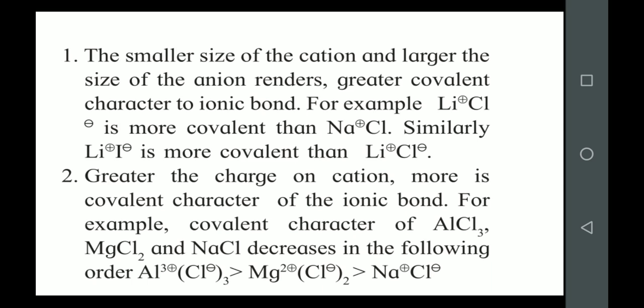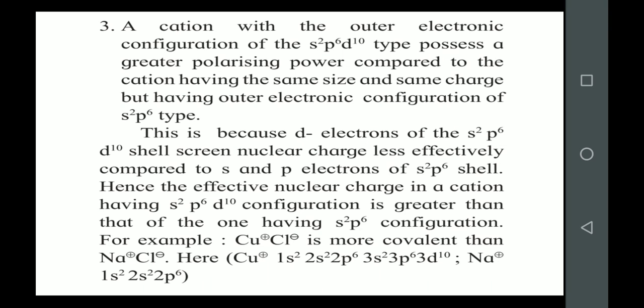So the sizes of the cation and anion, and second, the charge on the cation will render covalent character to the ionic compound. What else? A cation with the outer electronic configuration of s2p6d10 type possesses greater polarizing power compared to a cation having the same size and same charge but having the outer electronic configuration of s2p6 type. This you will understand when you look into the example.